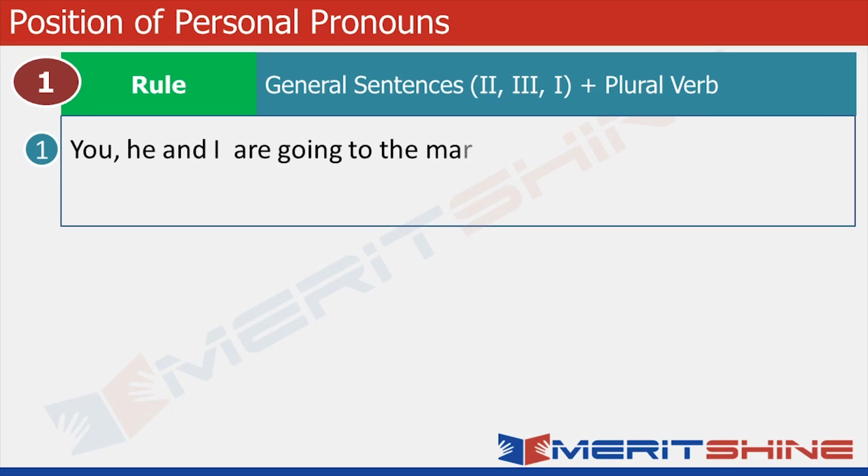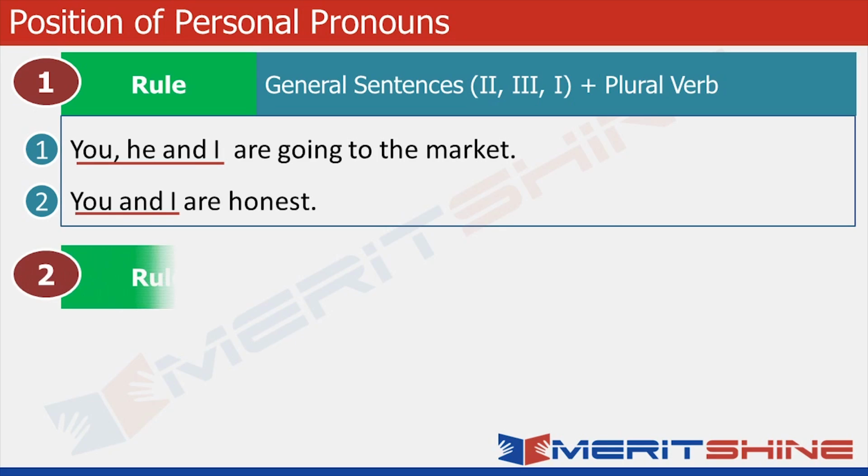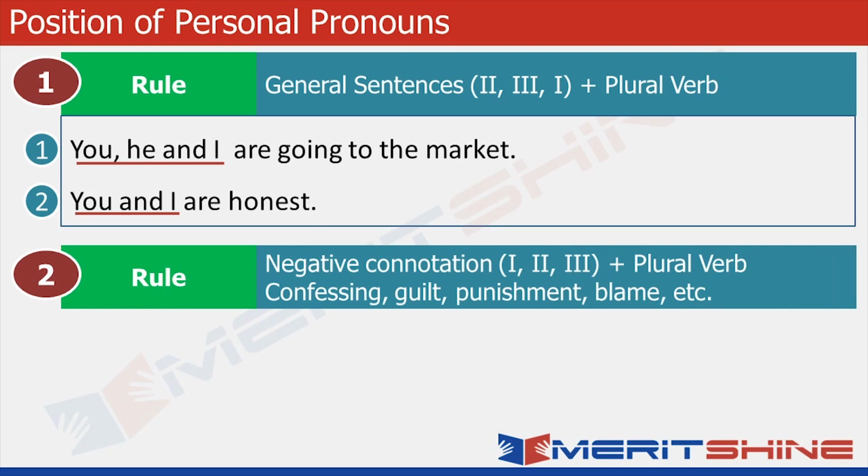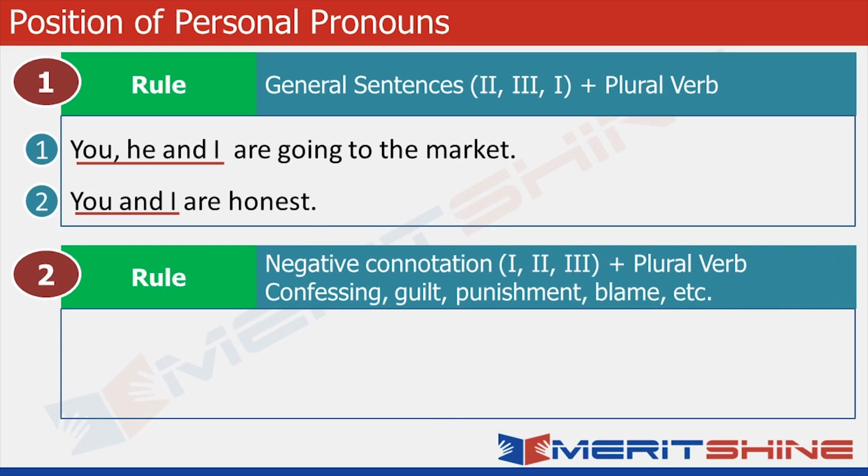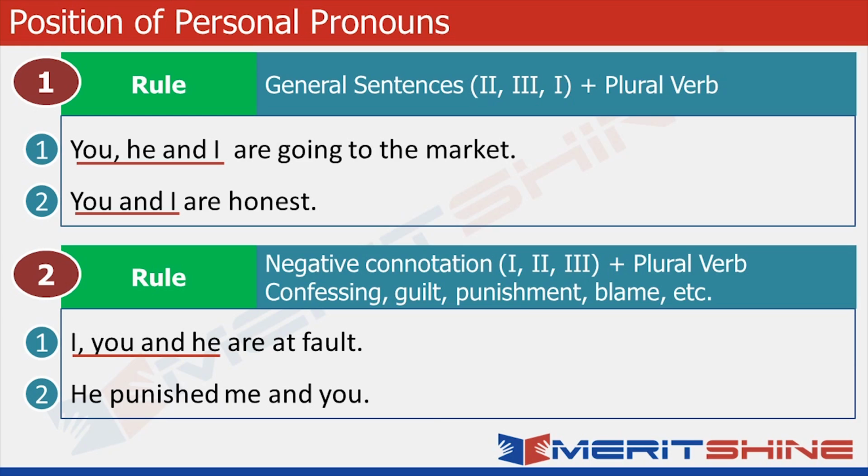You, he, and I are going to the market. You and I are honest. In the sentences where there is confession of some negative act, the order of personal pronouns should be the first person, second person, followed by third person, and together they will again take a plural verb. I, you, and he are at fault. He punished me and you.